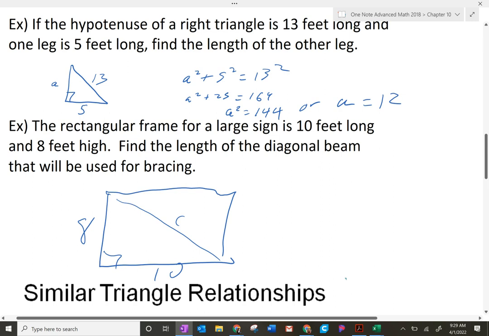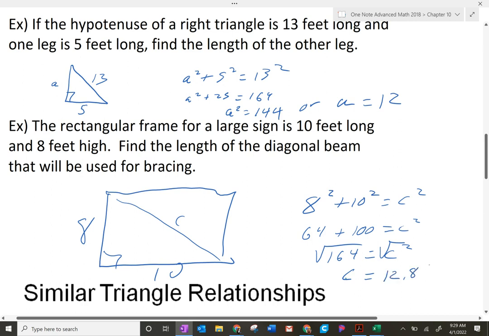Wait, did we solve it? Nope. And if you want to solve it, we could, but I'm not going to. I just wanted to show you that picture. Do you want to solve it? It's just 8 plus 10. Yeah, we'll do it. So I got 8 squared plus 10 squared equals C squared. So this is 64. This is 100 equals C squared. I got 164 equals C squared. Square root both sides. So the length of my C should be 12.8 feet.